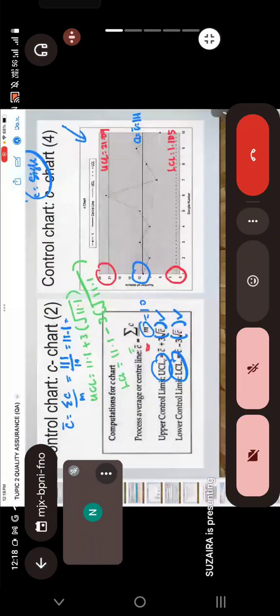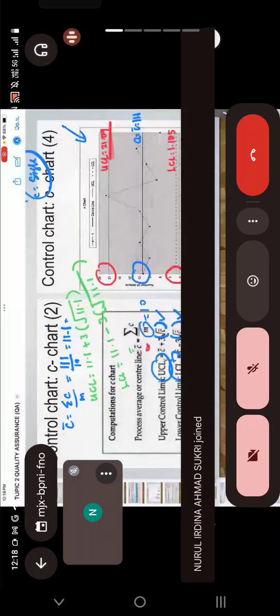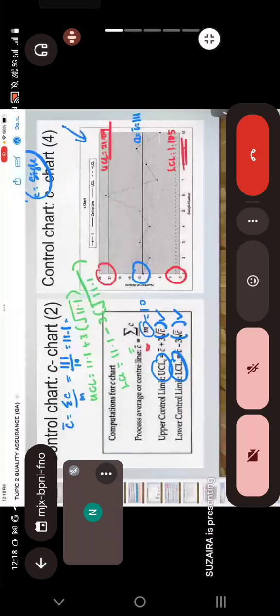Does everyone get this? Thumbs up, thumbs down. Okay, alright. So here you got 1.105 for the LCL and the UCL is 21.09. Now you already have the range, the upper and also the lower limit.